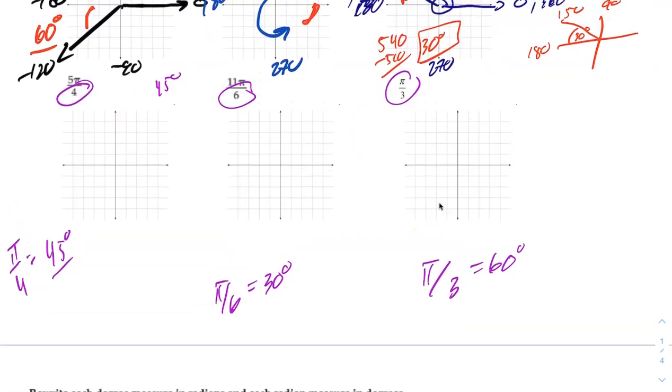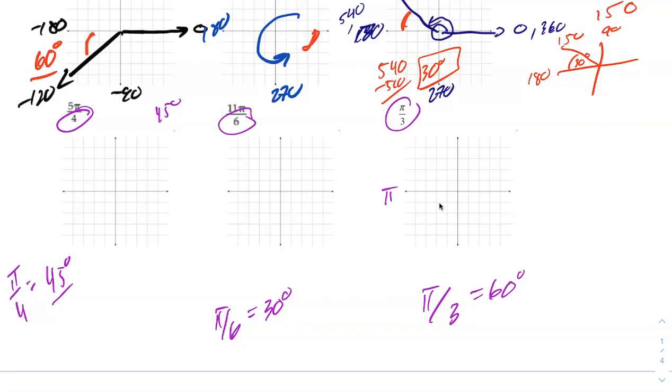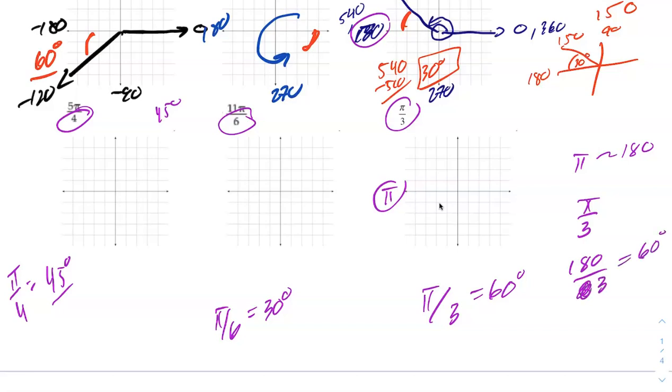Part of the reason is that if you look at here, right, pi would go right there. 180 and pi are like equivalent in these terms. So it's like when you have pi over 3, it's like you have 180 over 3 in degree terms. And that gets you 60 degrees. That's where it comes from.